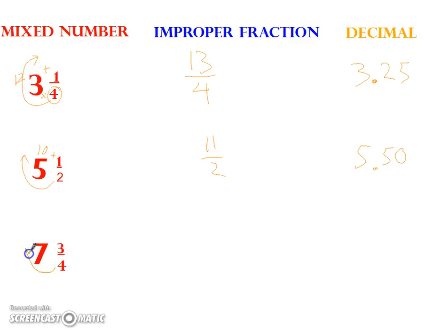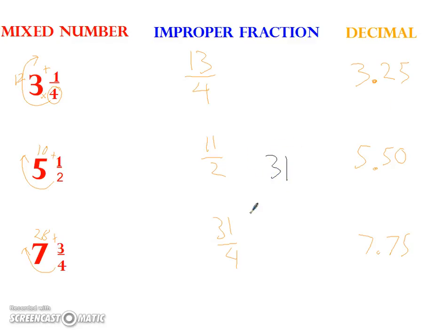7 3/4. 7 times 4 is 28. Plus 3 gets me to 31. 31/4. And then my whole number is going to be 7, and 3/4 is really 0.75. If you get to a point where you forget what 1/2, 1/4, 3/4 are, you can just take the improper fraction and divide it.